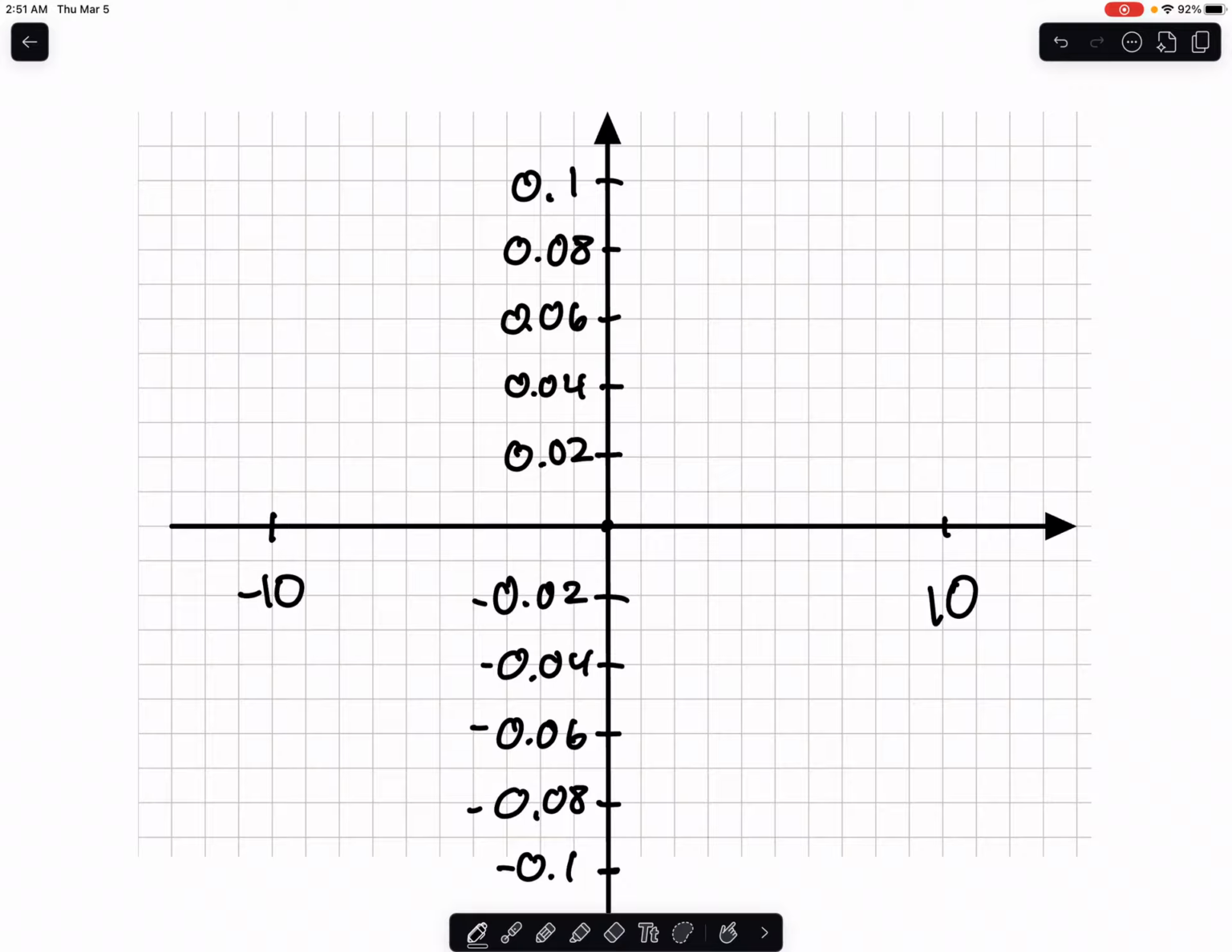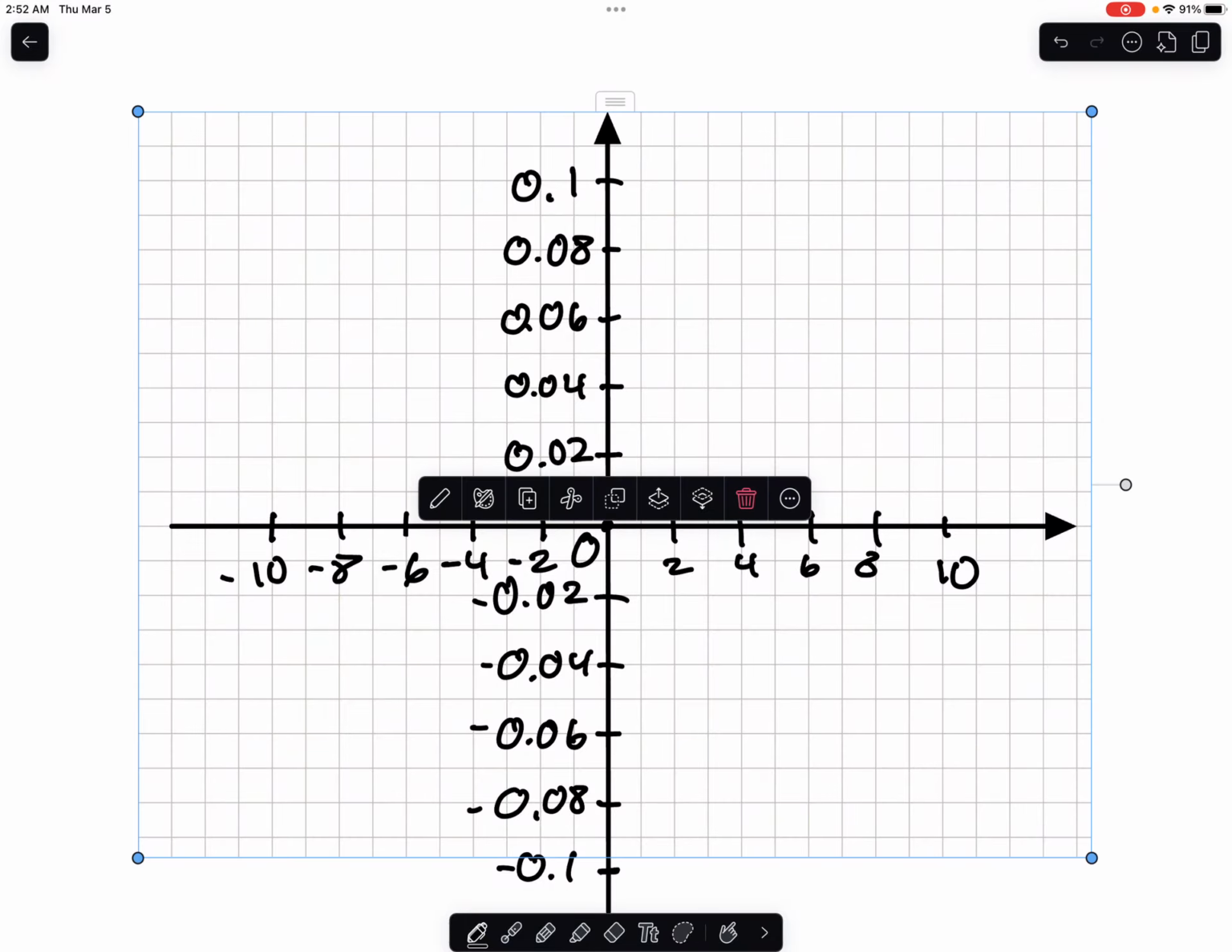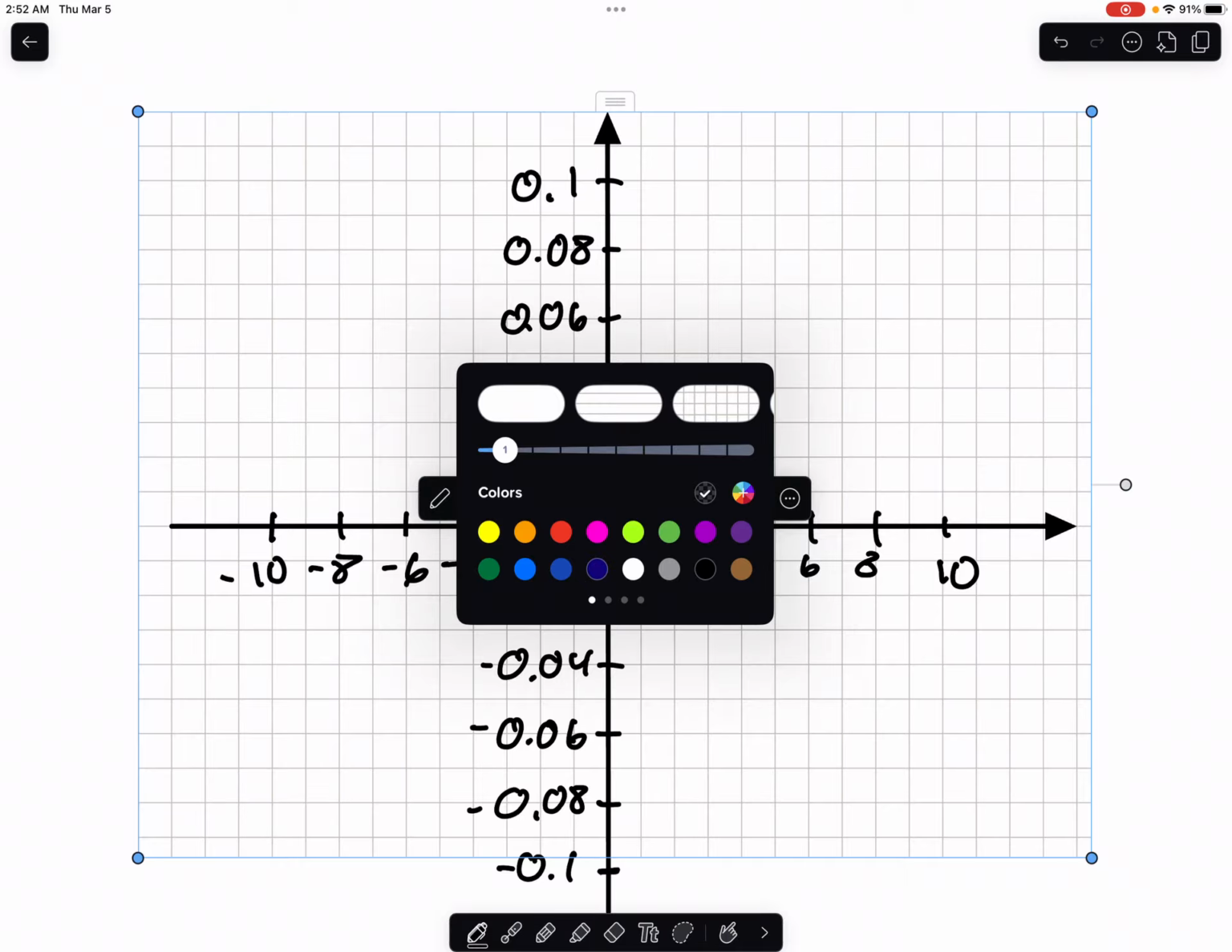Okay. And then here, I'm just going to go by 2's. 2, 4, 6, 8, 10. 2, 4, 6, 8, 10. 2, 4, 6, 8. And let's just be consistent. That's a 10. 2, 4, 6, 8, 10. These guys are negative. Okay. This is the origin. Okay, I'm going to change this to this one.